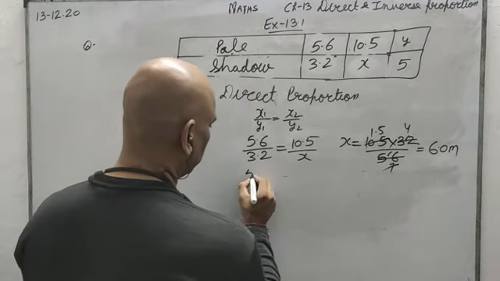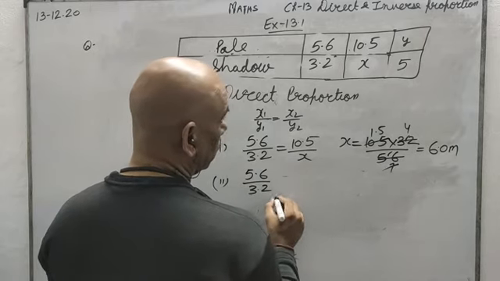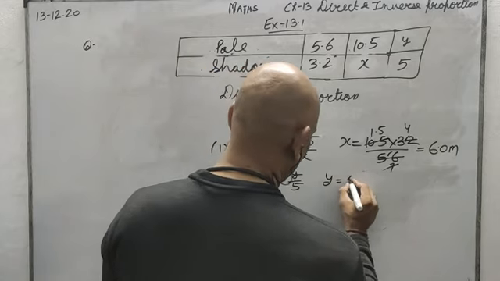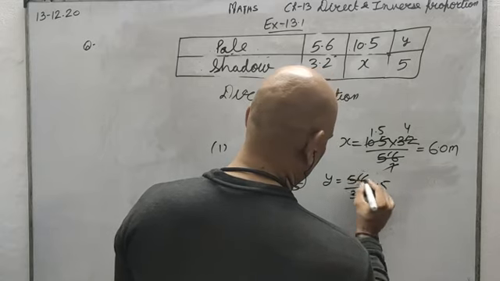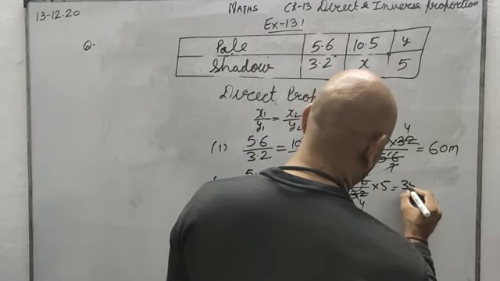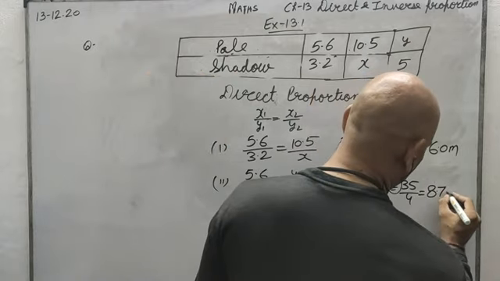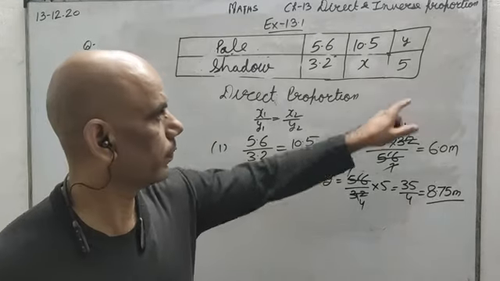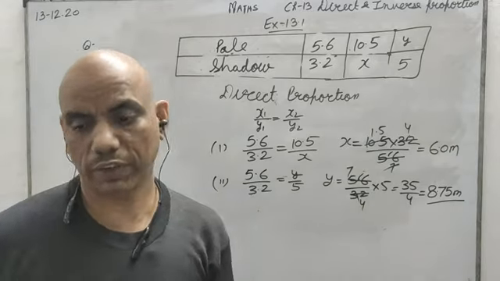In the other case, 5.6, 3.2. This is the first part, this is the second part. 3.2 is equal to y upon 5. So y will be 5.6 into 5 upon 3.2. 8 7s, 8 4s, 7 5s are 35 upon 4. 4 8s are 32. So 8.75 meter. If the length of the shadow is 5 meter, the height of the pole will be 8.75 meter.